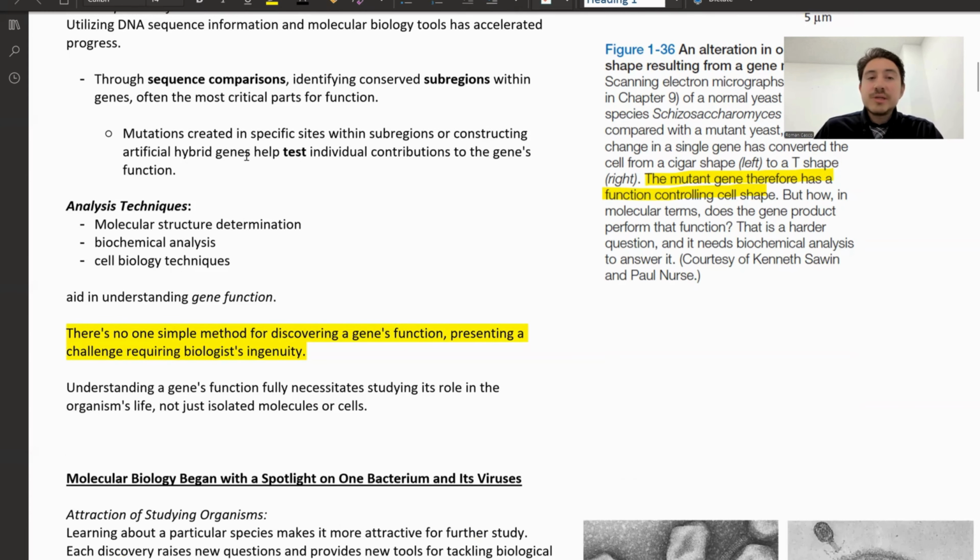Okay. Mutations created in specific sites within subregions, or constructing artificial hybrid genes, can help test individual contributions to the gene's function. Okay, so by creating mutations at particular places, you can see what are, of course, the critical areas and also how it alters the protein.